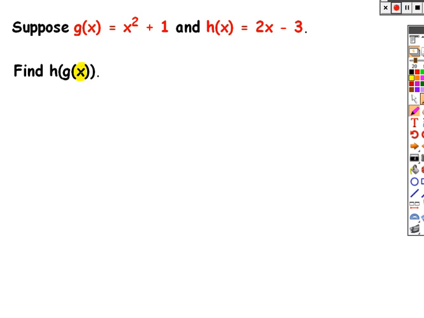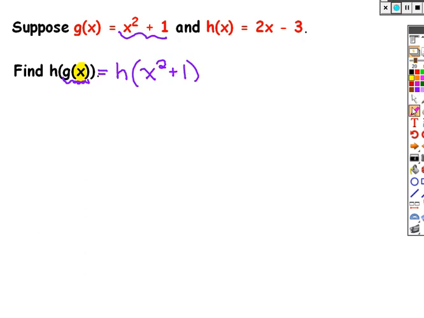So again, I want to just start on the innermost parentheses. If I plug x into function g, g of x actually equals this stuff. So if I see h of g of x, this is the same as saying h of, well, what is g of x? Well, g of x is x squared plus 1. So I want h of x squared plus 1.